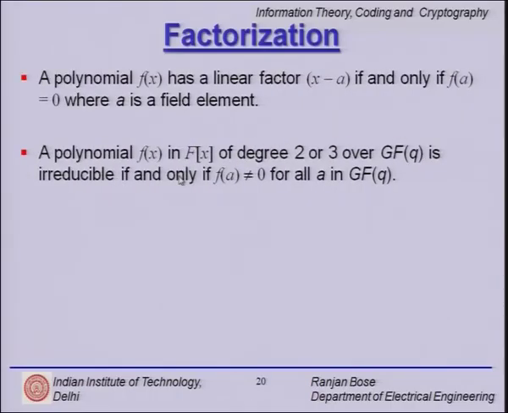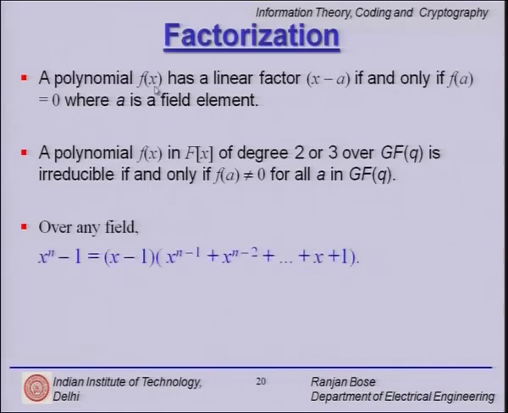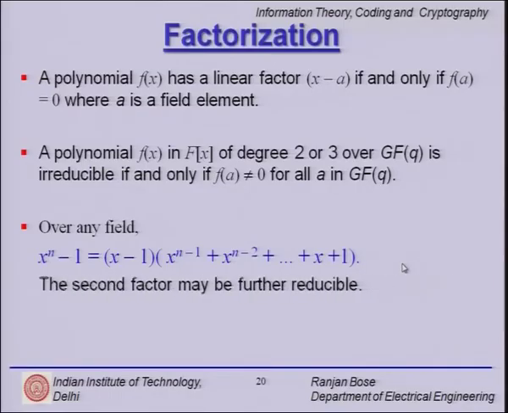So, some of the facts about factorization we know, and we can quickly go over them. A polynomial f of x has a linear factor x minus a if f of a is 0. This we know. Then a polynomial f of x in F[x] of degree 2 or 3 over GF(q) is irreducible if and only if f of a is not equal to 0 for all a in GF(q). We can quickly test these out. Over any field we have this general expansion: x raised to n minus 1 is x minus 1 times x raised to n minus 1 plus x raised to n minus 2 up to x plus 1.